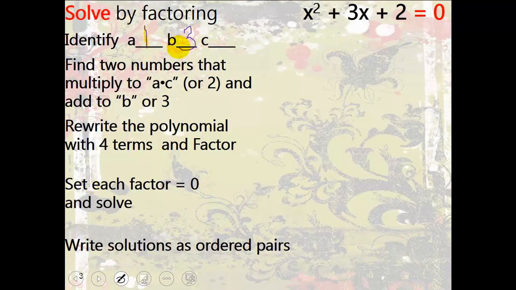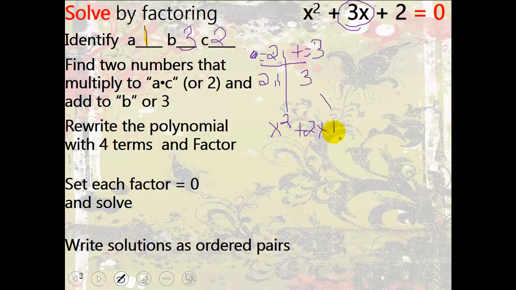So just like we did with factoring before, we're going to find A and B and C. So we're going to find two numbers that multiply to equal 2, that's A times C, and add to equal 3, that's B, all right? So we're going to have 2 and 1. 2 times 1 is 2. 2 plus 1 is 3. So we have x squared plus, now we rewrite 3x as 2x plus 1x plus 2.